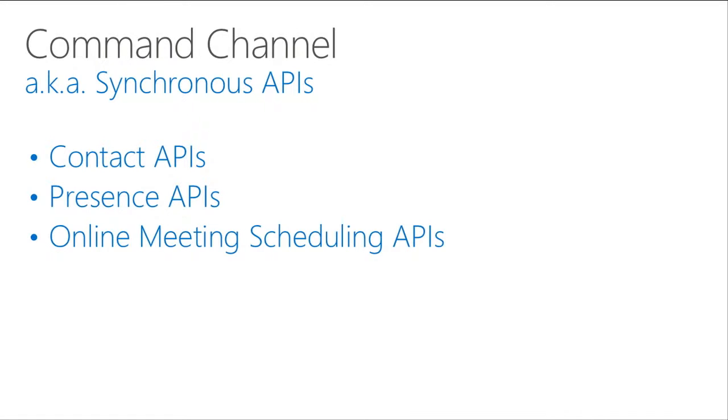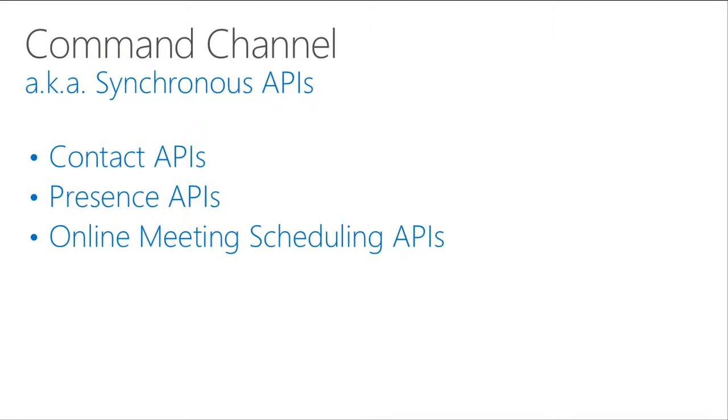Same thing with presence. Hey, give me that guy's presence. We'll give you the presence immediately. You don't have to wait for the event channel. I'm going to be explaining similarly online meeting scheduling, which is actually a powerful API. Even that does not need the event channel to work. So that's basically a synchronous API.